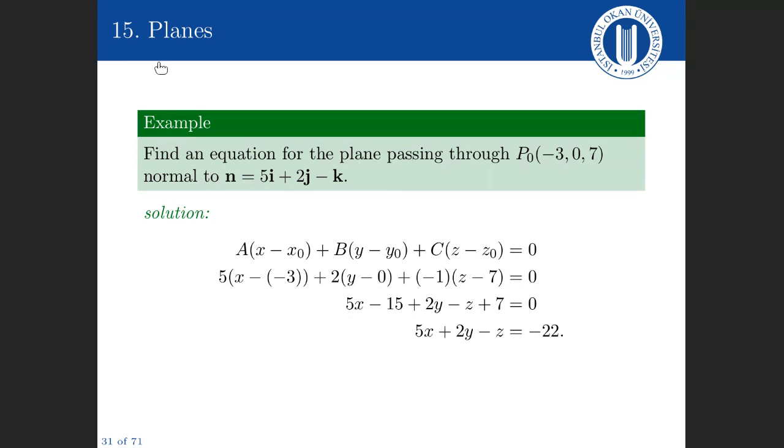Rearrange this equation and simplify, and we get our answer: 5x plus 2y minus z is equal to -22. Of course, it's 5, 2, minus 1 because the normal vector had 5, 2, minus 1. This calculation is just to find the number minus 22, because the numbers on the left we always know are going to be the same as the numbers in the normal vector.